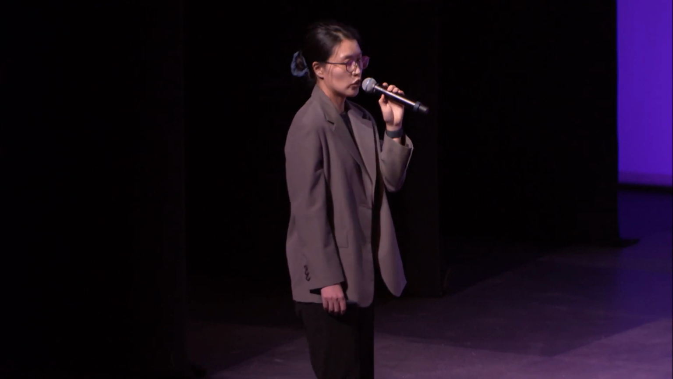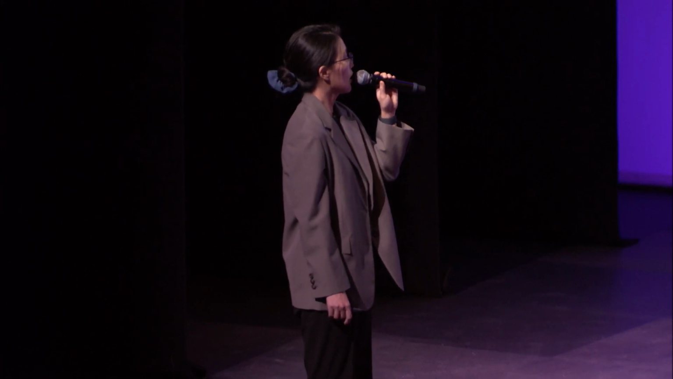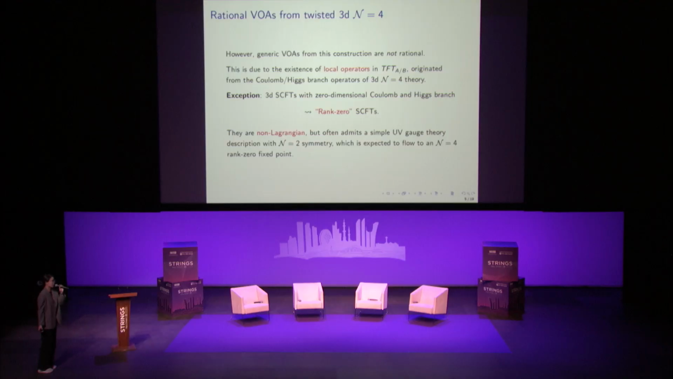But it's in general difficult to construct such rank 0 SCFTs because it's believed that they are all non-Lagrangian, in the sense that there is no Lagrangian description that preserves the full N=4 supersymmetry. But what's nice is that they often admit a simple UV gauge theory description that only has N=2 supersymmetry, which is then expected to flow to an N=4 rank 0 fixed point in the IR.